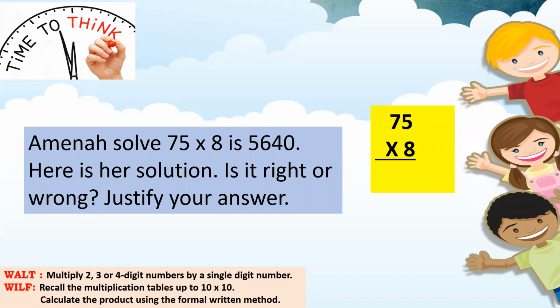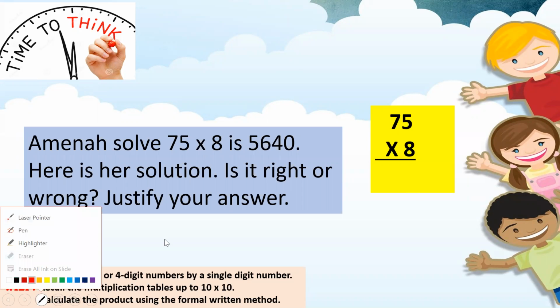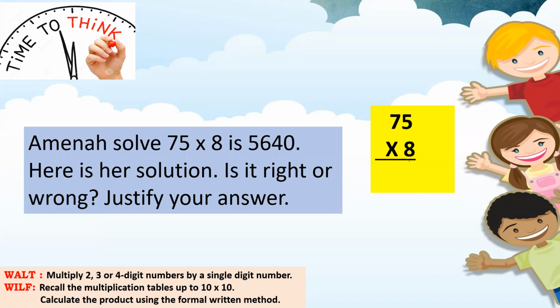75 by 8. First of all, we need to multiply 8 by 5, which the answer will be 40. We'll put the 0 down and the 4 up. Sorry for any confusion. And then we will multiply 8 by 7. What is 8 by 7? Let us check. 8 by 7 is 56.